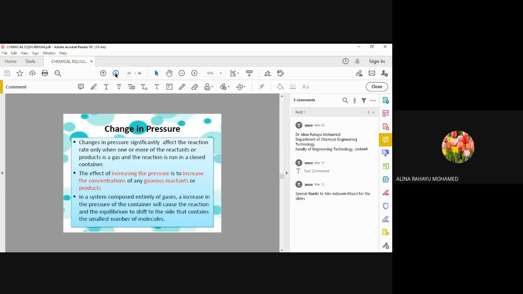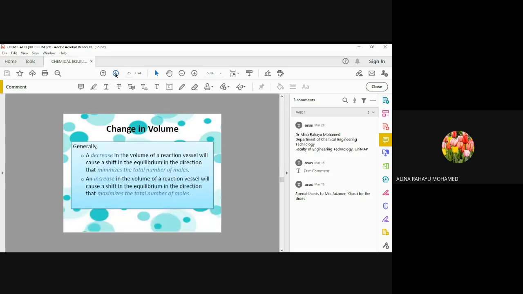In a system that is composed entirely of gases, an increase in the pressure of the container will cause the reaction and equilibrium to shift to the side that contains the smallest number of molecules. Okay, what does it mean? Let's have a look here. A decrease in the, this is the volume. We can see more examples after this.